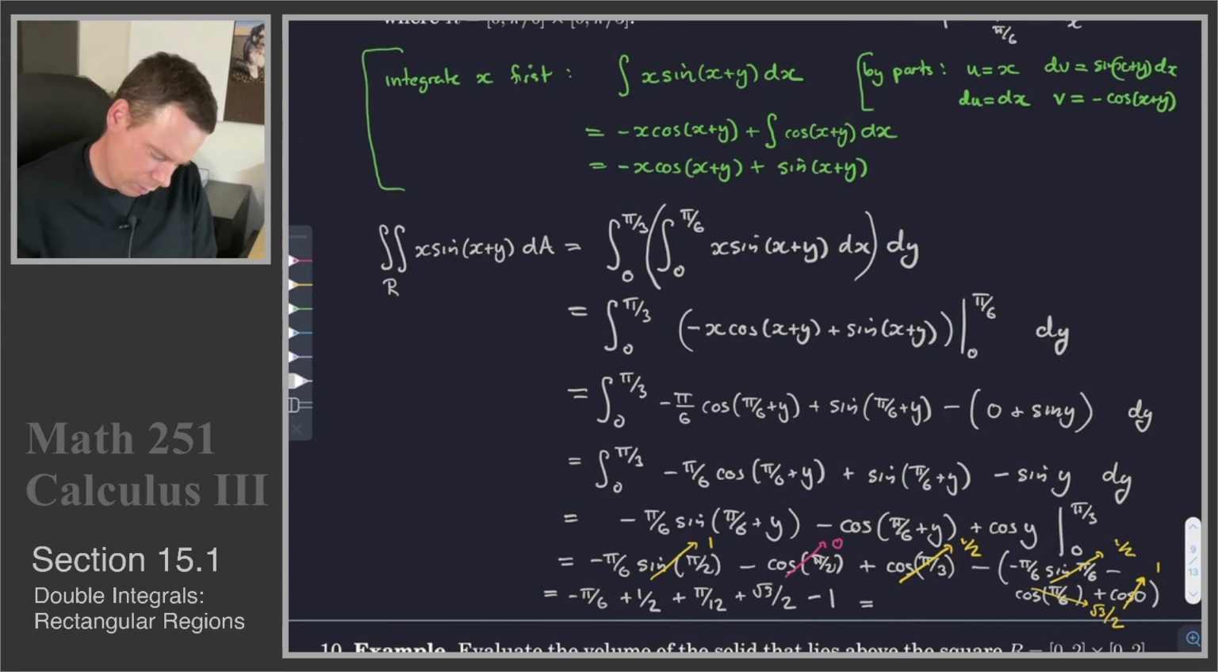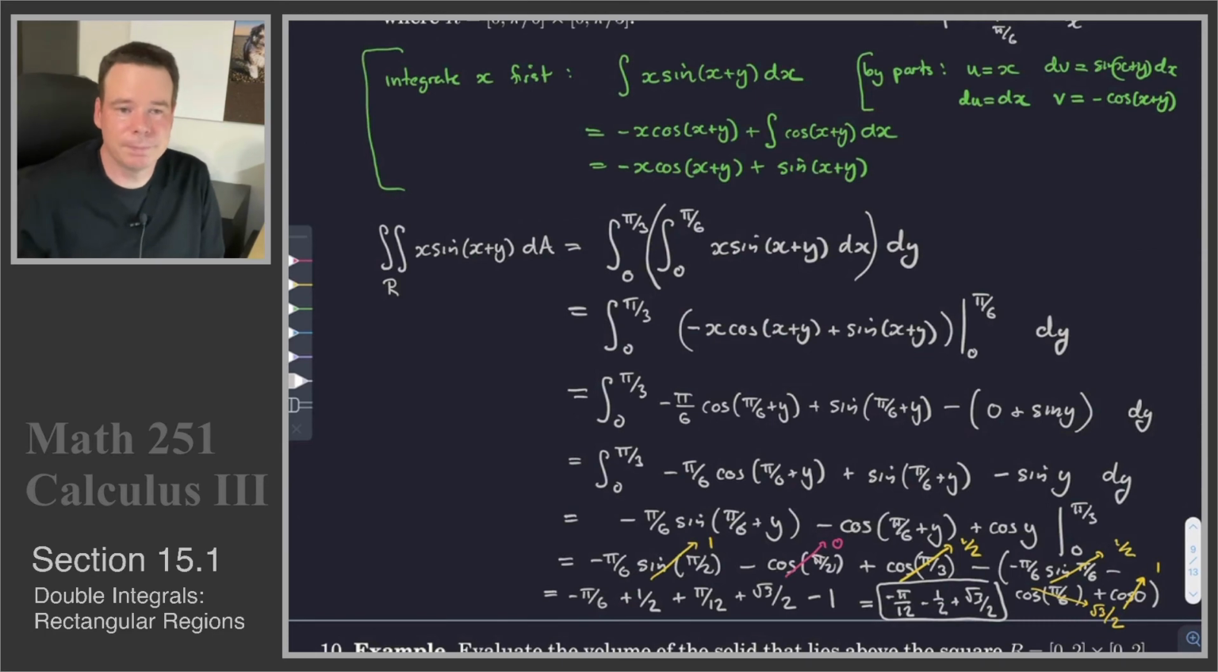Which we can simplify down to negative pi/6 plus pi/12, and that's going to be negative pi/12. We get a half minus a 1, so that's minus a half. And then we have root 3 over 2 plus root 3 over 2. And so there is our final answer for this one. All right, let's have a look at another example.